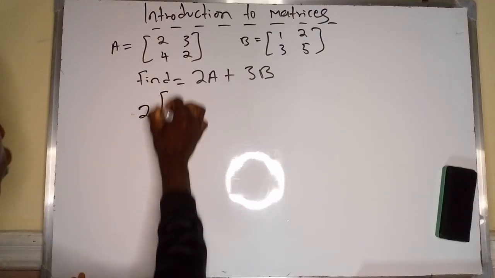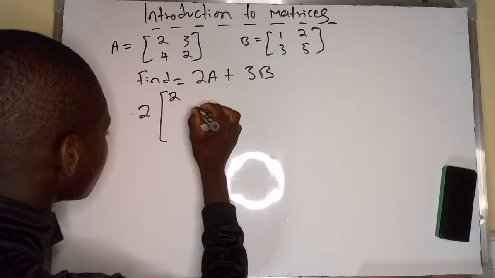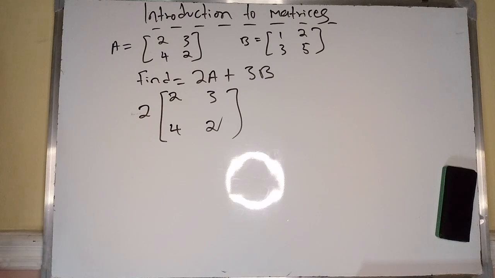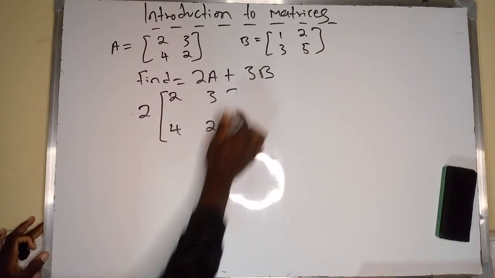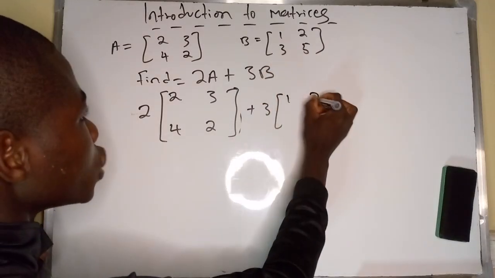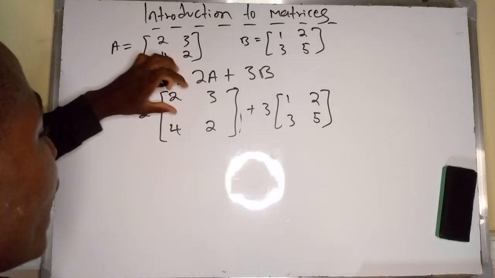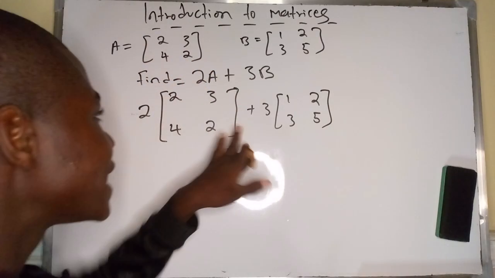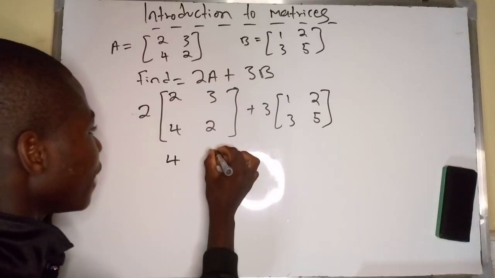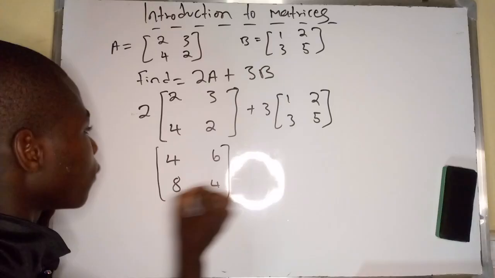I have 2 times the matrix A, the square matrix, which has 2, 3, 4, 2, and plus 3 times B, which is 1, 2, 3, and 5. So I have to multiply 2 by each of the elements inside this square matrix. 2 multiplied by 2 is 4. 2 multiplied by 3 is 6. 2 multiplied by 4 is 8. 2 multiplied by 2 is 4.